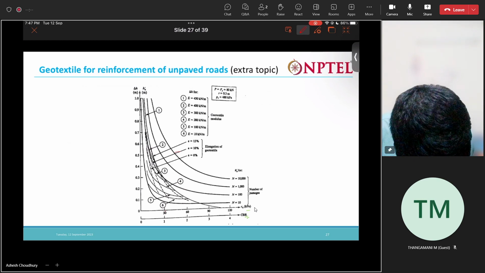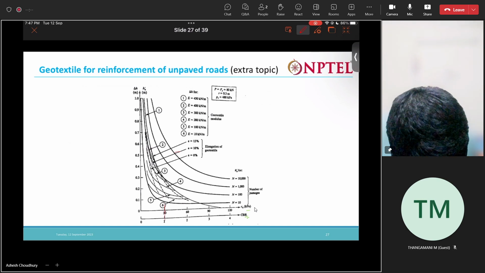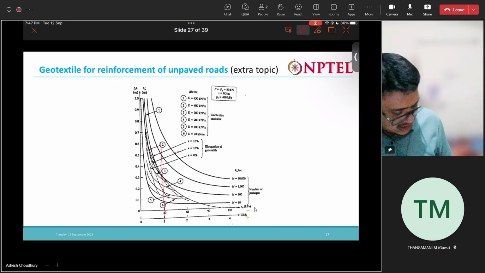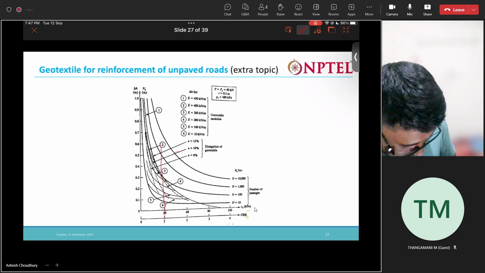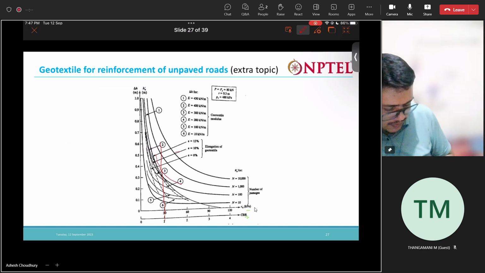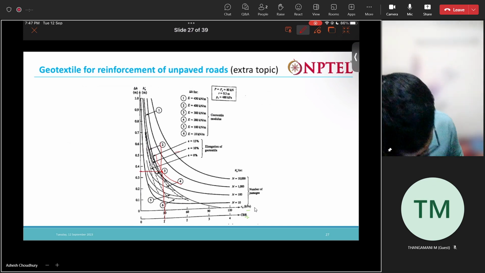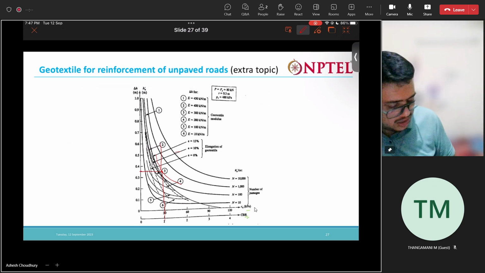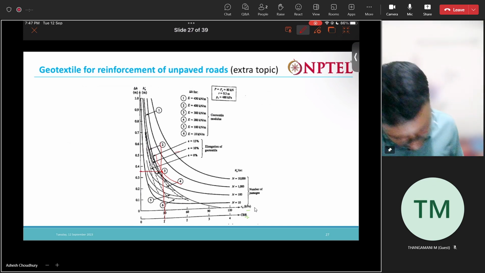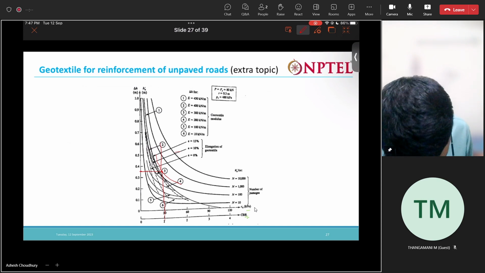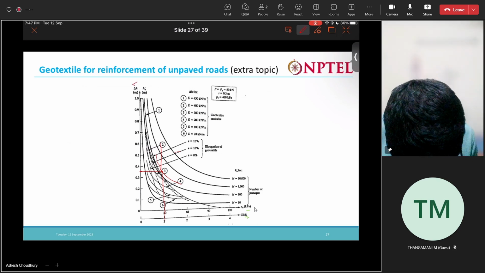For H naught value, this one you will extend to the number of passes here, like this. And the number of 340 passes is given in our question. So approximately it will pass through here. Okay, so approximately it will come here only. 0.35, approximately 0.35.